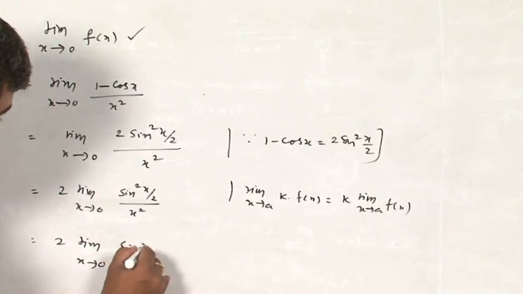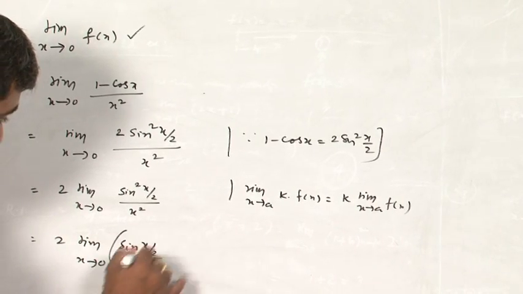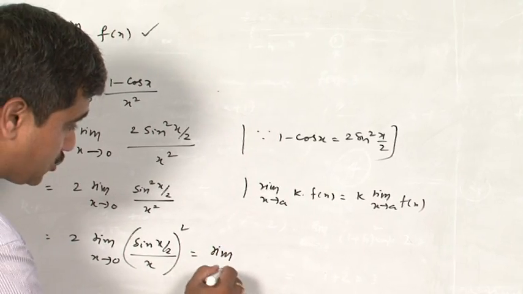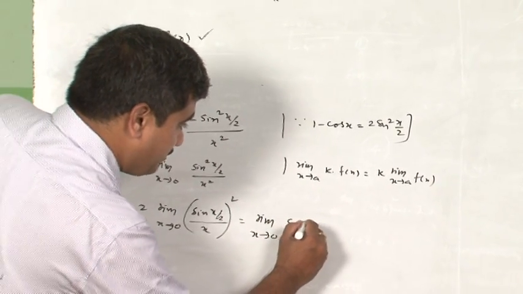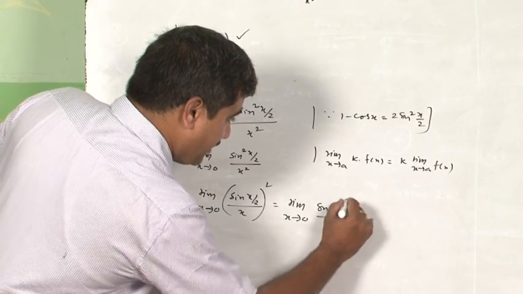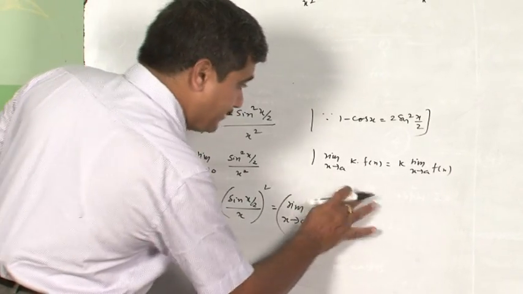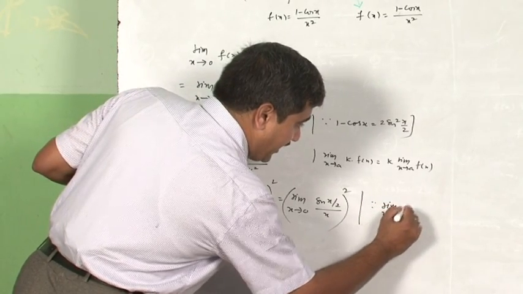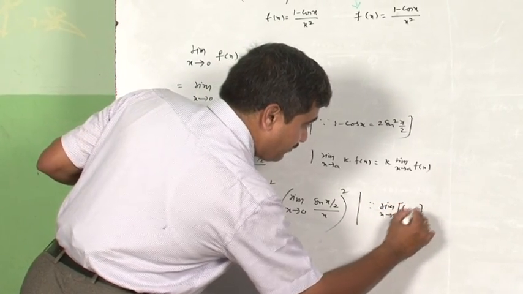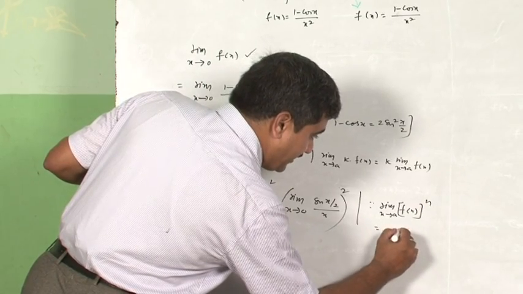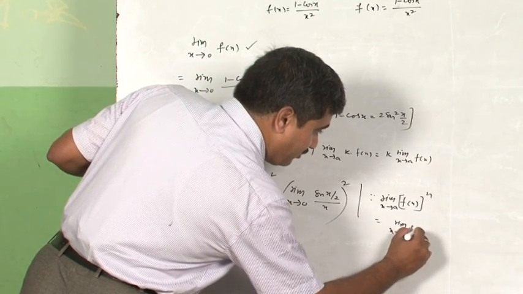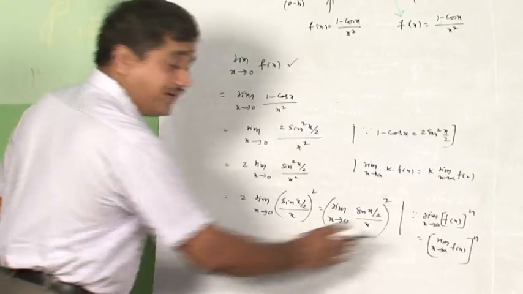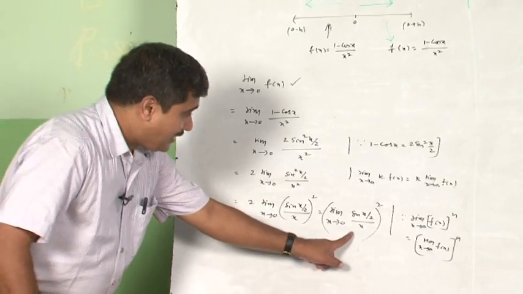It is sine x by 2 upon x whole square. Now this is going to be limit x tends to 0 of sine x by 2 upon x, whole square. I can put it because the rule says that limit x tends to a of f of x to the power of n is equal to limit x tends to a of f of x, whole to the power of n. This is the rule which we have already learned in class 11th. So now I have taken this.